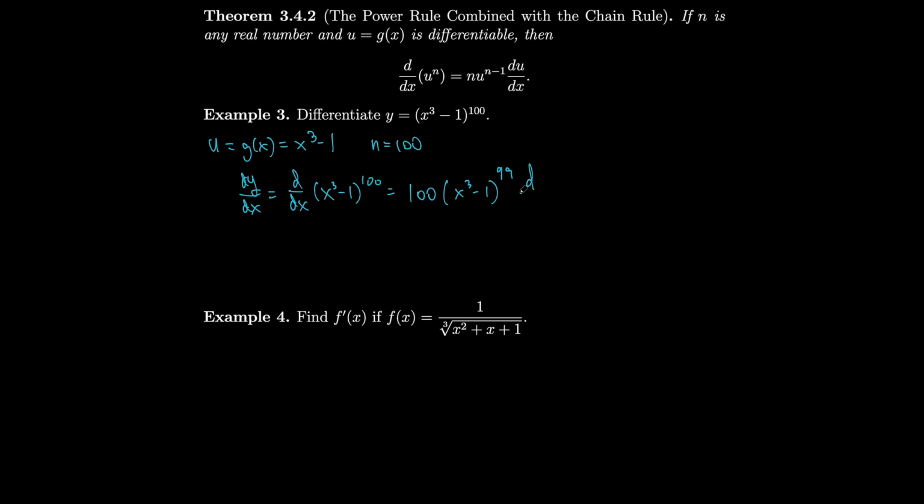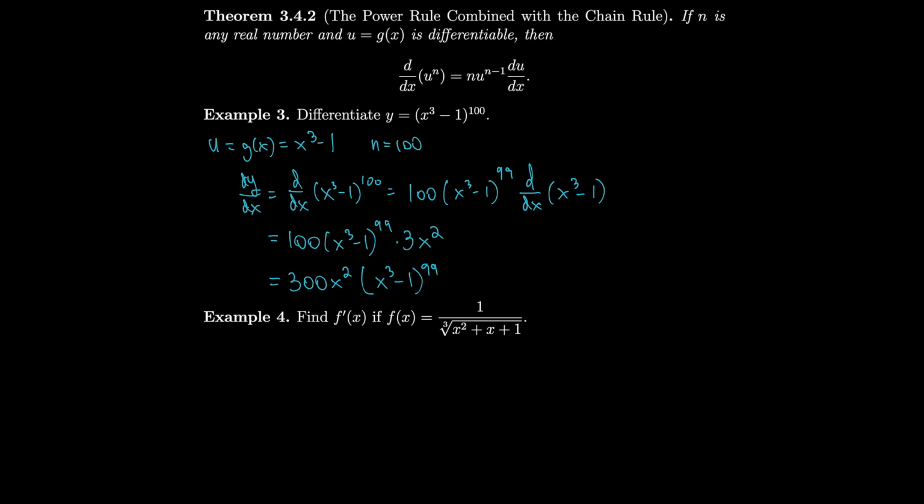However, we have to also multiply by the derivative of what was inside. So we multiply by the derivative of the x cubed minus 1. That ends up becoming 100 times x cubed minus 1 to the 99 times 3x squared, which is just 300 x squared times x cubed minus 1 to the 99.